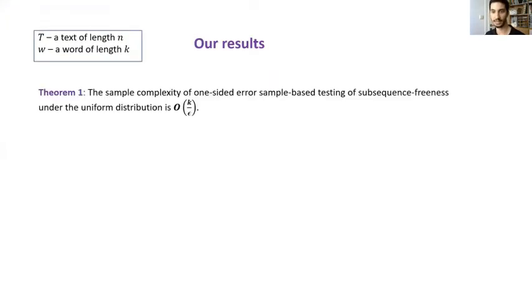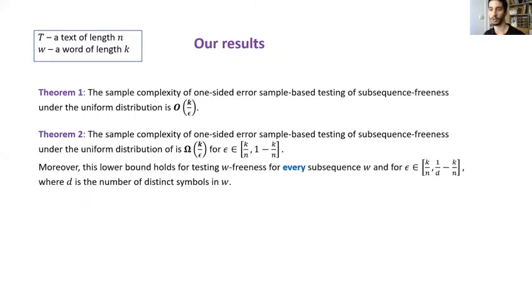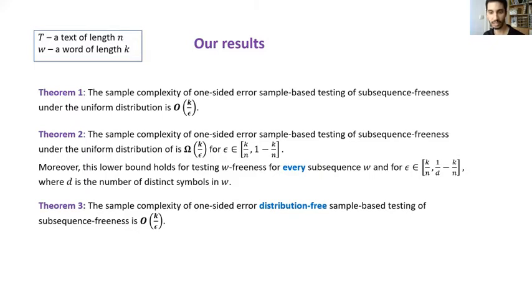Our first result is that the sample complexity of one-sided error sample-based testing of subsequence freeness is K over epsilon under the uniform distribution. This means that, yes, we can do better. Moreover, this upper bound is tight. And more interestingly, the lower bound of K over epsilon holds for testing W-freeness for every subsequence W, and not only for some worst case choice of W. Regarding the second question, we prove our result of K over epsilon as an upper bound holds even in the distribution-free model, and not only in the uniform samples model.